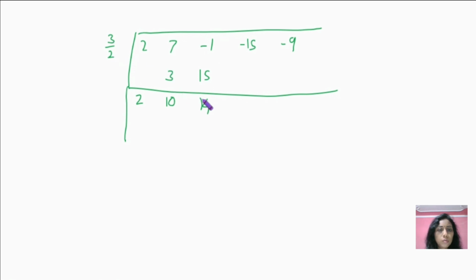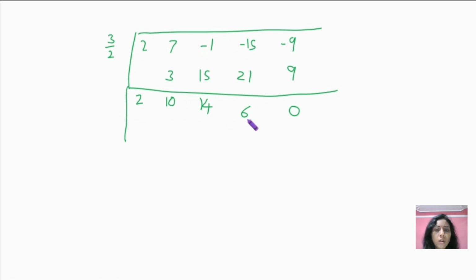14 times 3 upon 2 is 2 times 7. 7 times 3 is 21. So this is positive 6. 6 times 3 upon 2 is 9, and this is 0. So 0 is the remainder. It means 3 upon 2 is the 0 of this part given, meaning this polynomial.